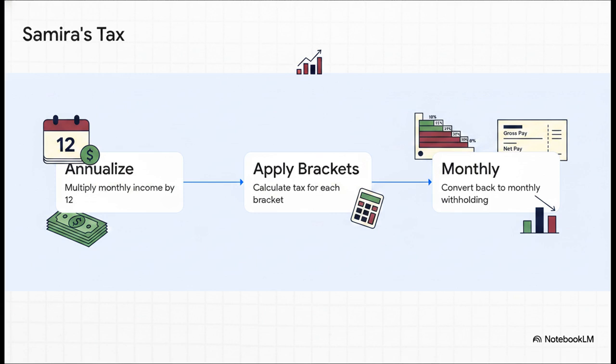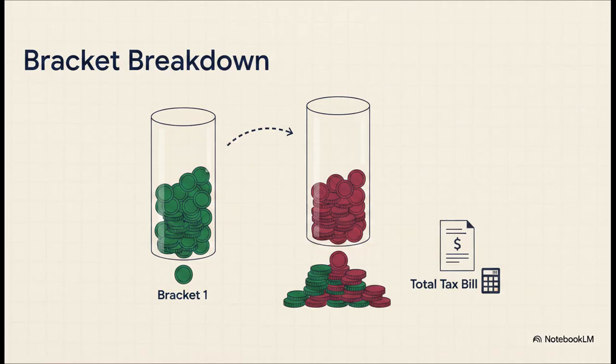First, employers calculate withholding based on a full year, so we have to annualize her monthly income. $2,240 times 12 months is $26,880. Second step, we apply our tax brackets to that annual number. And third, we just convert that final yearly tax bill back down to a single monthly paycheck withholding. Let's actually watch Samira's income cascade through those brackets.